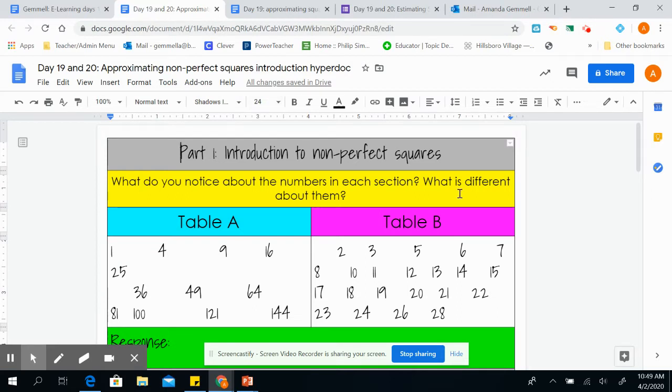So in this video I'm just going to explain everything you're supposed to be doing for these 2 days and give you a little bit of explanation of what it means to approximate non-perfect squares. So first you should open this Google Doc. You'll see part 1, Introduction to Non-Perfect Squares.